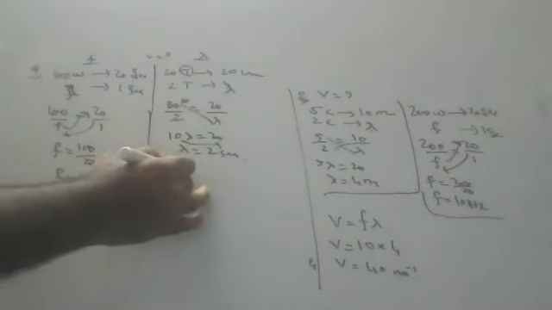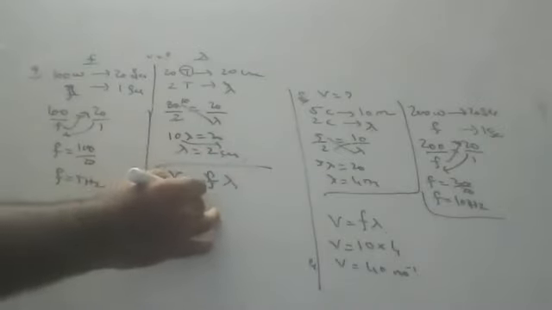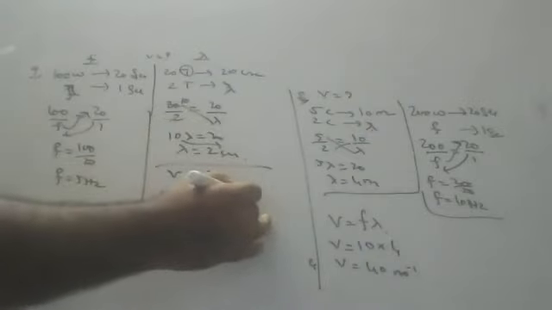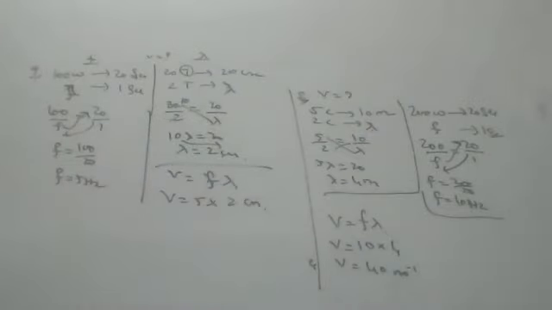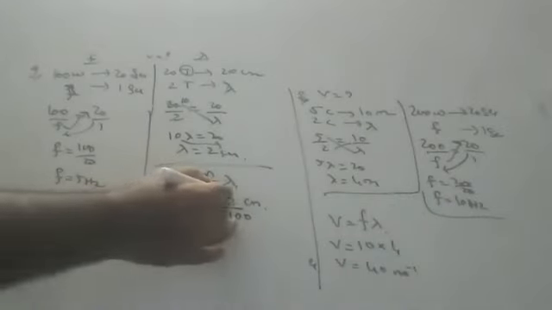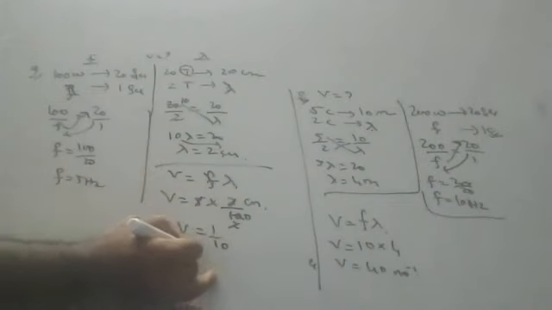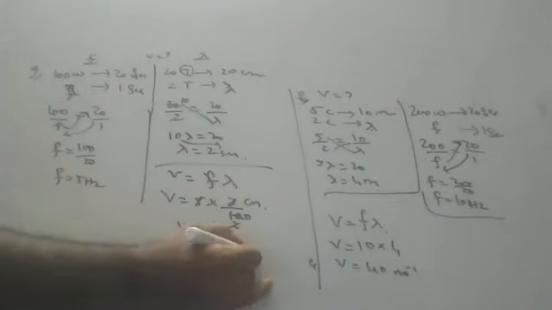2 centimeters. V is equal to f lambda. Okay, children. V is equal to 5 hertz, lambda is 2 centimeters. We have to convert centimeters to meters because this is hertz, no? So divide by 100. Centimeters to meters by 100. So 5 2s are 10, cancel. V is equal to 1 by 10. That is V is equal to 0.1 meter per second.